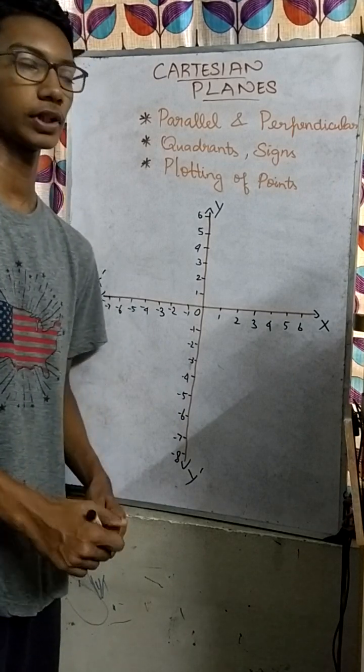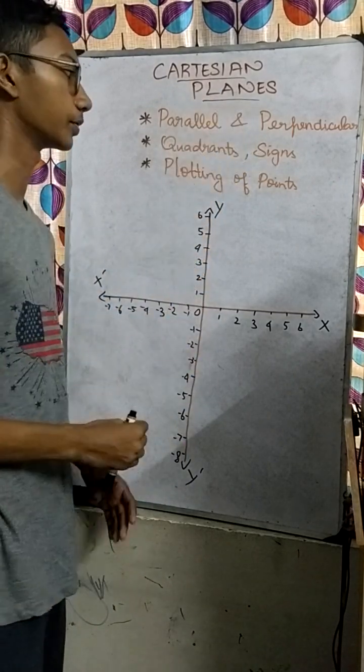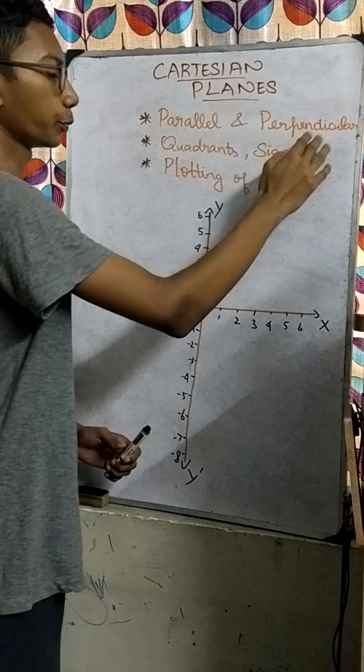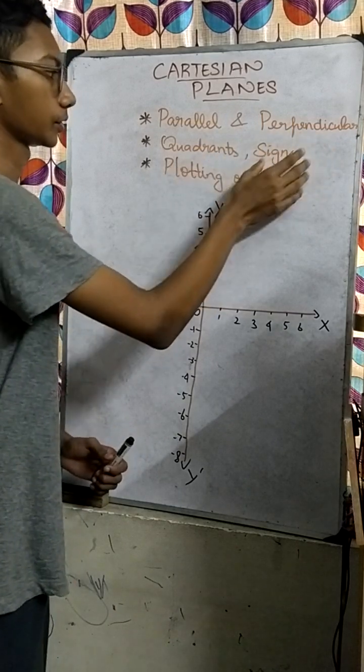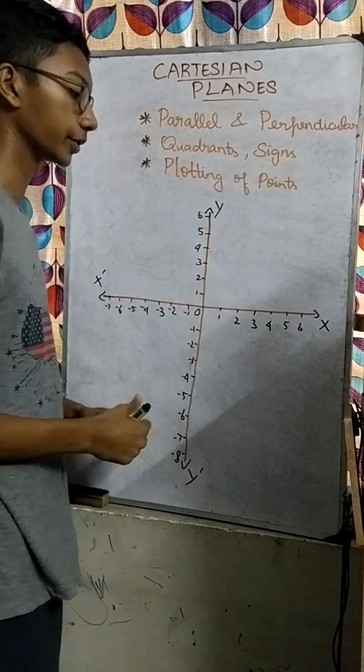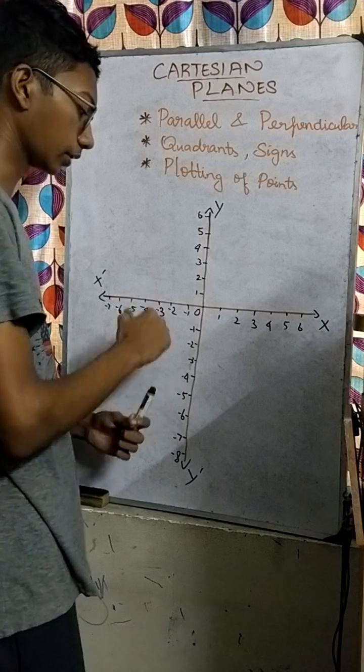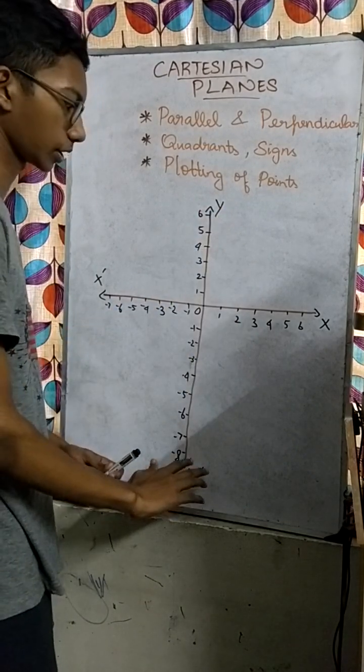In this video, we will see about Cartesian planes. We will see parallel and perpendicular, quadrants, signs and plotting of points. First, we will start with the basics. So this is a Cartesian plane.